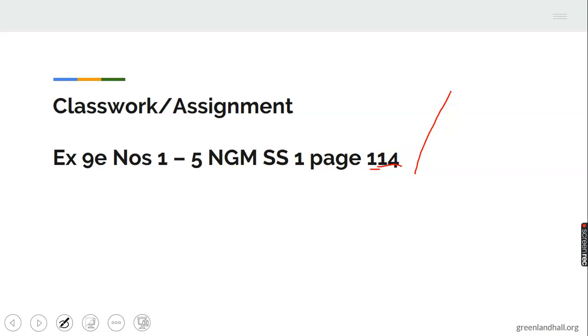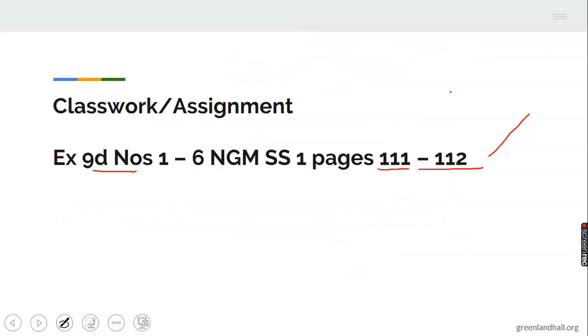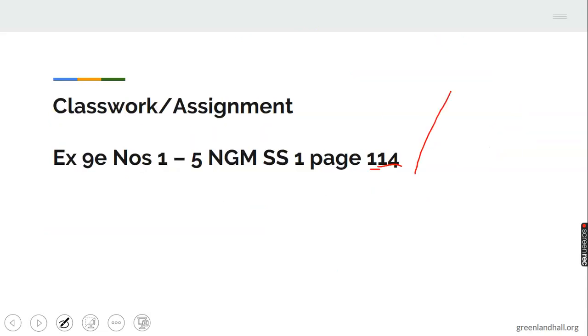So I told you this topic is related to sets. It is very important that you know how to draw Venn diagrams.